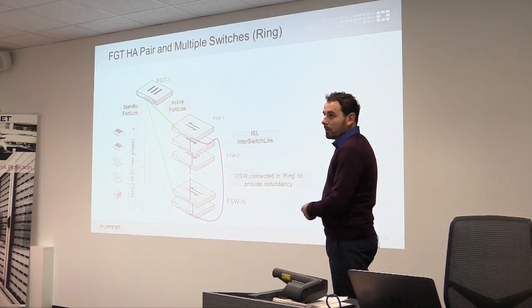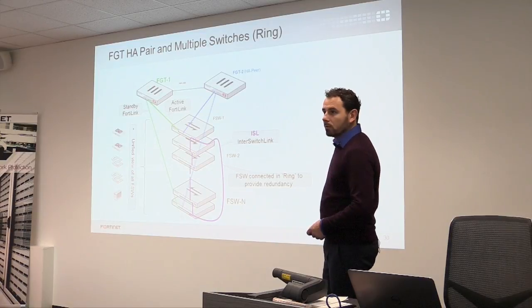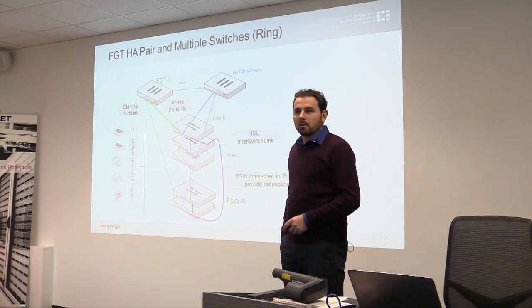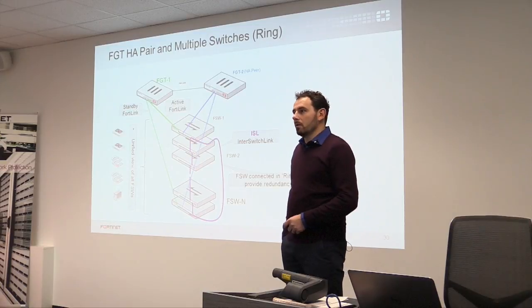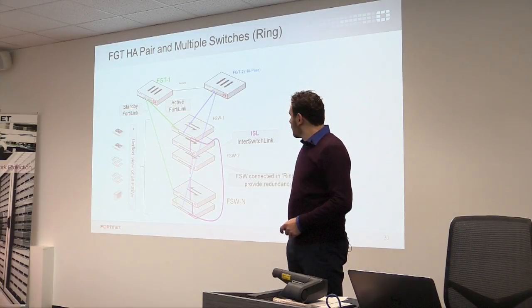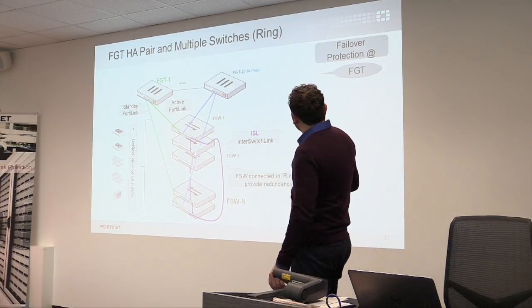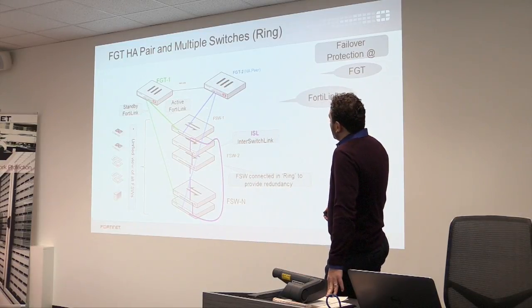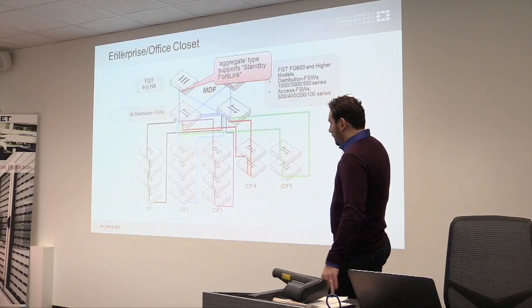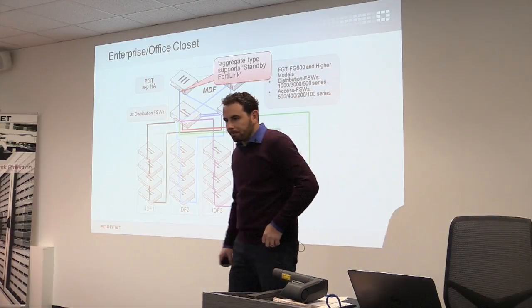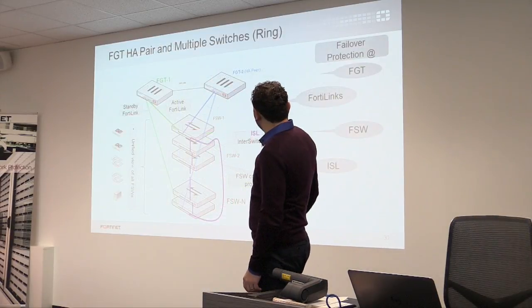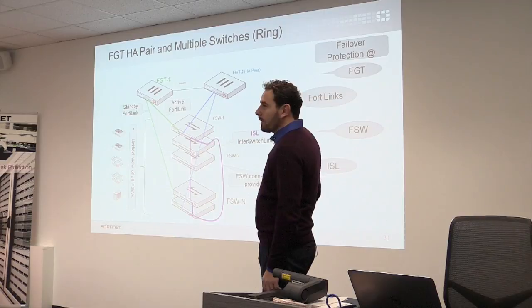Well, so, okay, can we do that with HA? Yes, we can also do it with HA. So just put the passive device there. So we have then failover at the FortiGate level, right? We have FortiLink failover, so redundancy also here. Redundancy in the FortiSwitches, in the inter-switch connections. In all the levels we have protection.